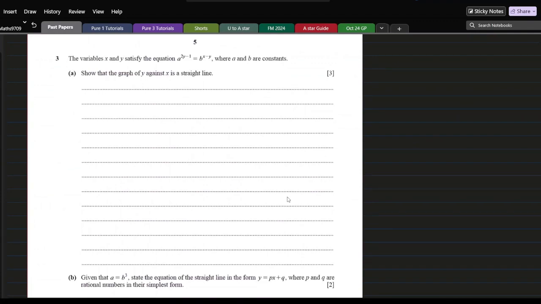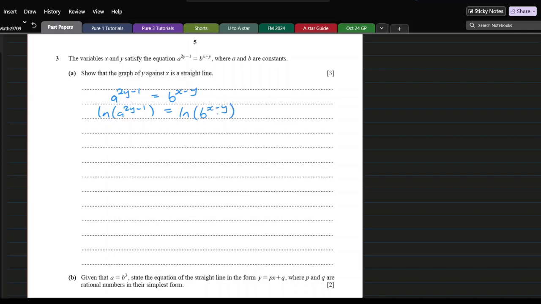Number 3, the variables x and y satisfy the equation a to the power 2y minus 1 is equal to b to the power x minus y, where a and b are constants. Part A, show that the graph of y against x is a straight line. So we can use logarithms to reduce this to a linear form. So we've got a to the power 2y minus 1 is equal to b to the power x minus y. So we can say ln a to the 2y minus 1 is equal to ln b to the power x minus y.